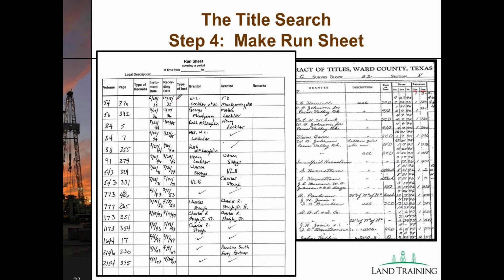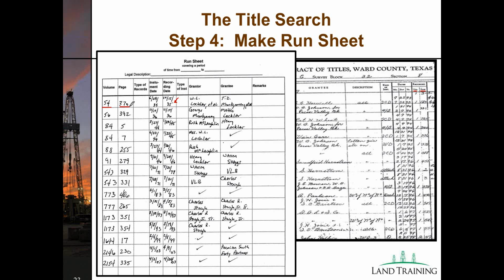Now, for purposes of this document, I started from 1935. This is the chain of title you'll run if you select option 2. We start from 1935, and we just write down the volume, page, the instrument date, the recording date, the grantor, and the grantee. Now that's going to let us go to the county courthouse and start pulling these volume and page numbers.